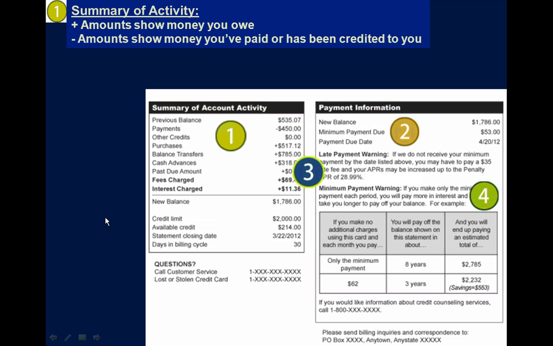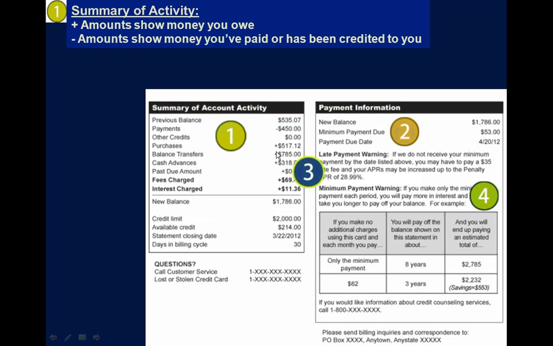You want to know what your statement says, and so here is a sample statement offered from the Federal Reserve, and they give you a lot of details here. First of all, they give you a summary of activity. You've got your previous balance here at the top from last month. Any payments you made, notice that the positive amounts are money that you're going to owe.